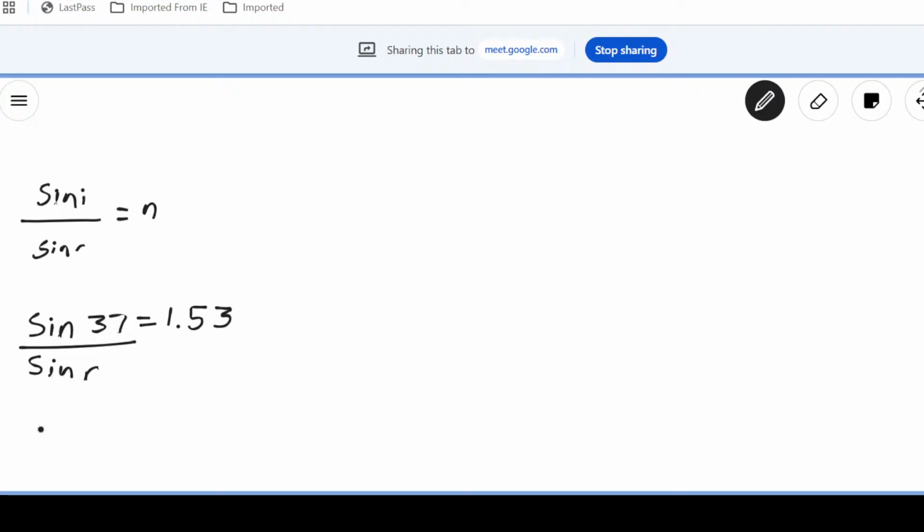So you would end up with sine 37 is equal to 1.53 times sine r. And then you can get sine r by itself by getting rid of the 1.53. So you can divide both sides by 1.53. You would get sine r is equal to sine 37 divided by 1.53.